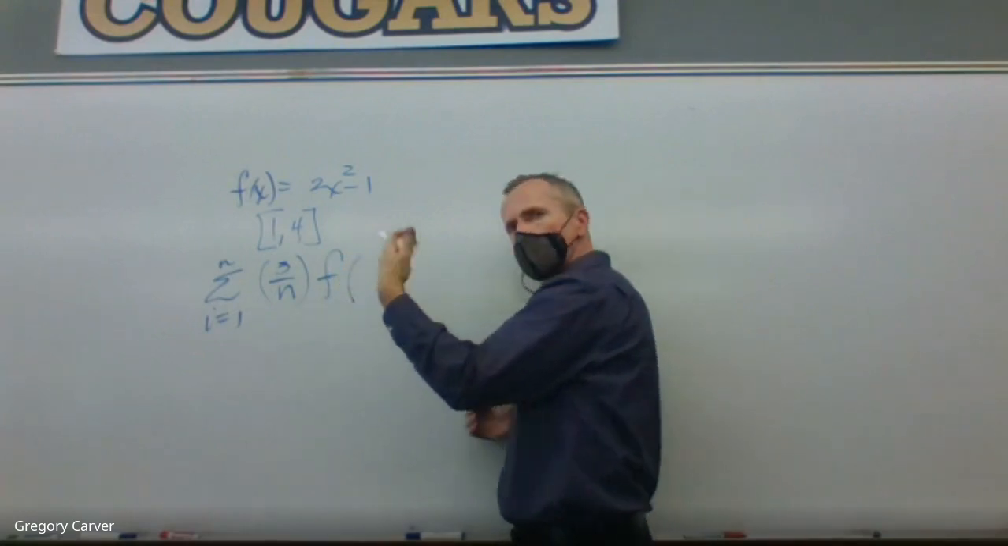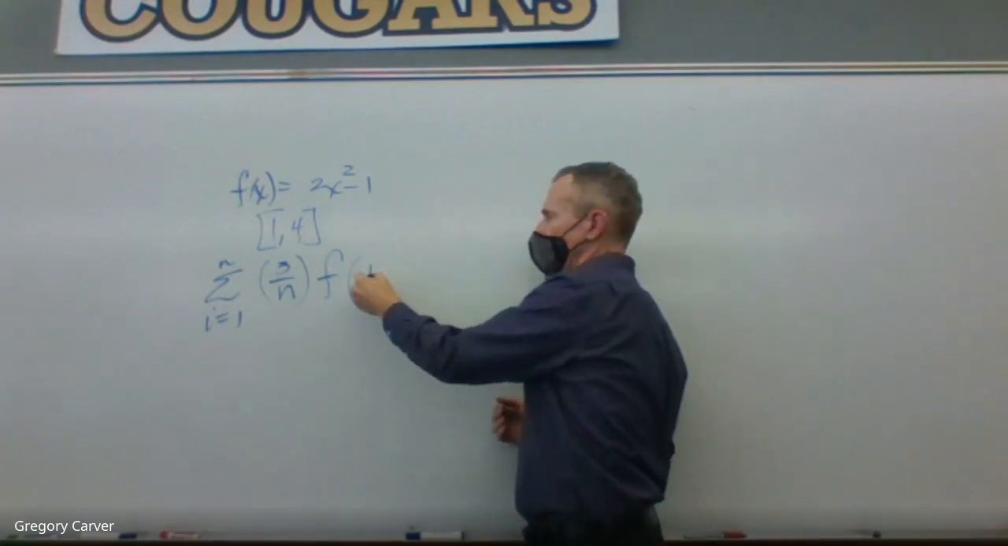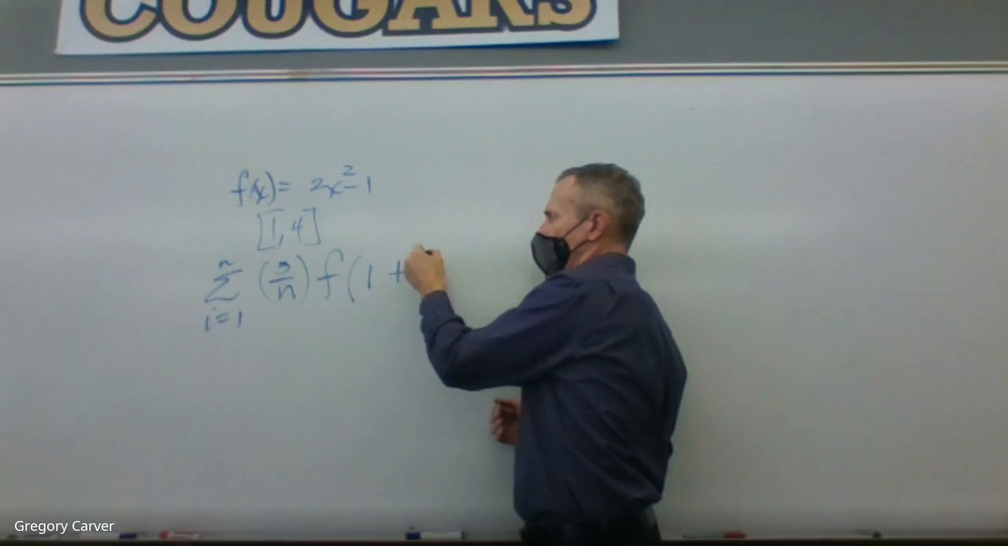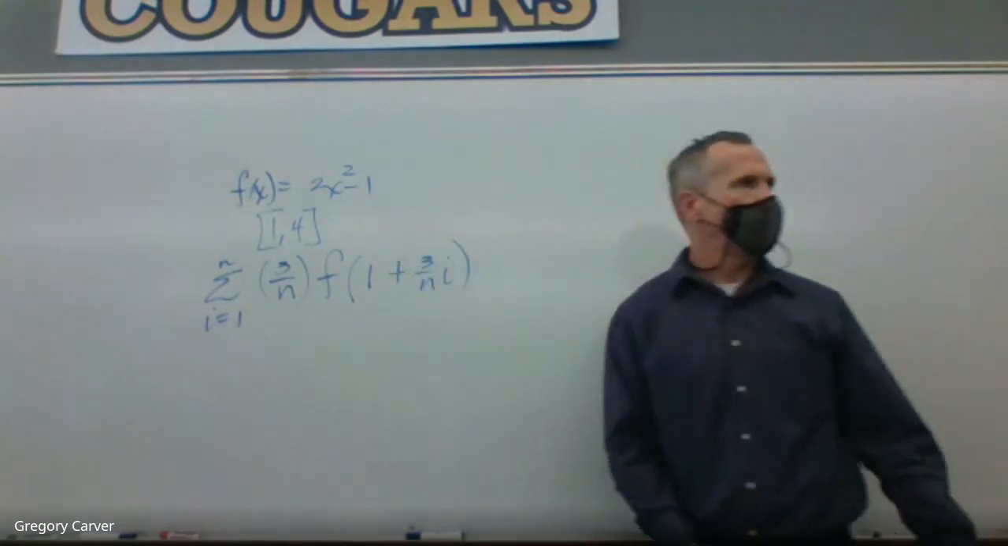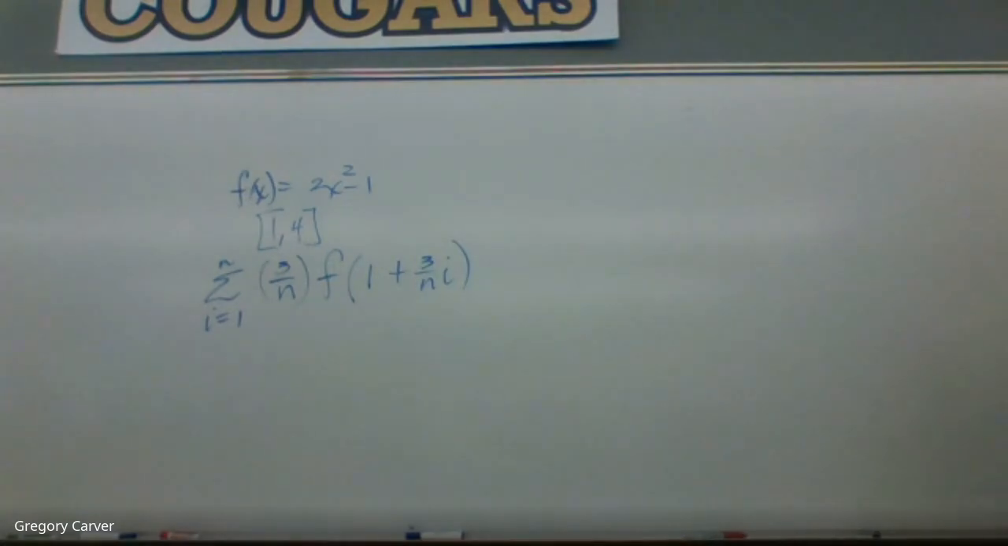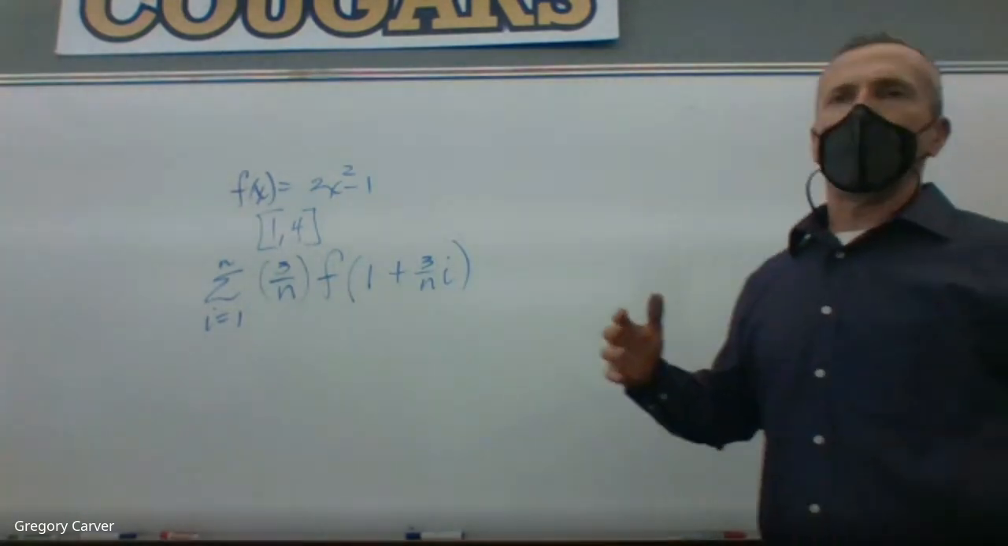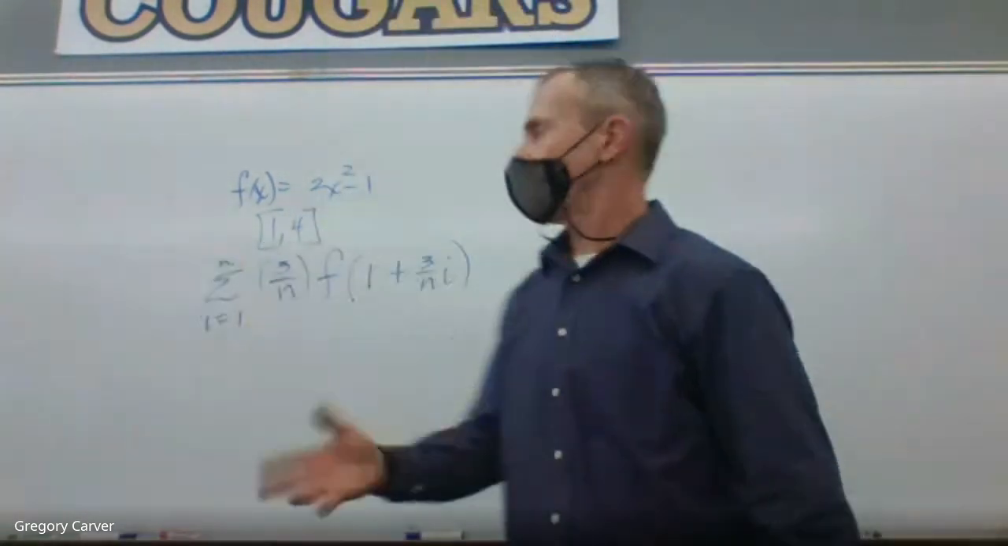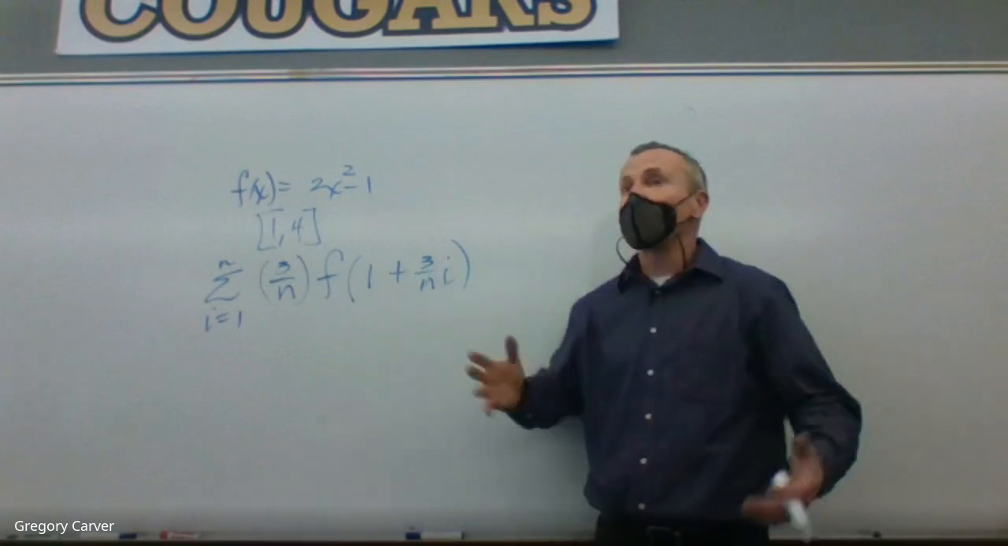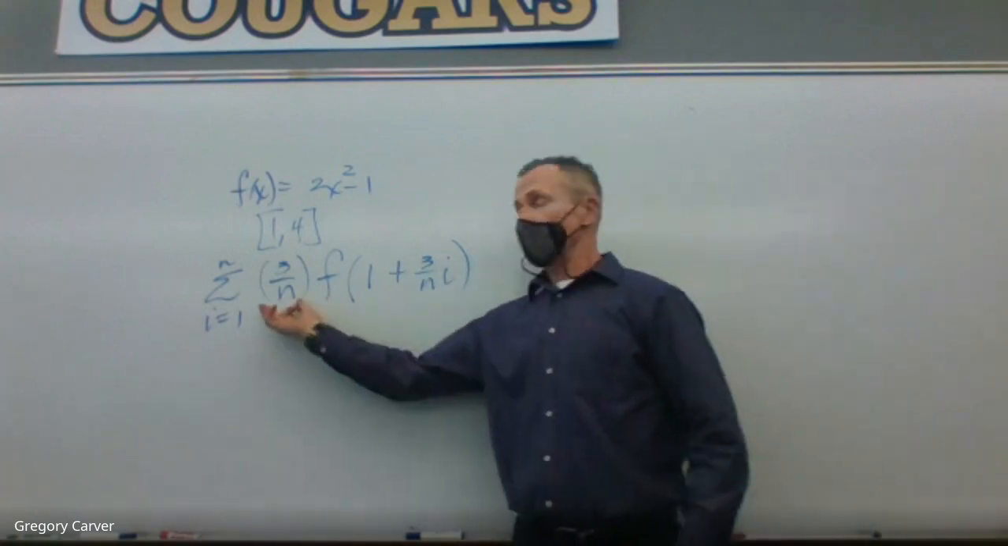This slope is 1. Left endpoint, good, so 1, plus whatever that is, so 3 over n times i. I don't even know how important it is to understand what you're doing here, but I would like you to understand it. This is the width.